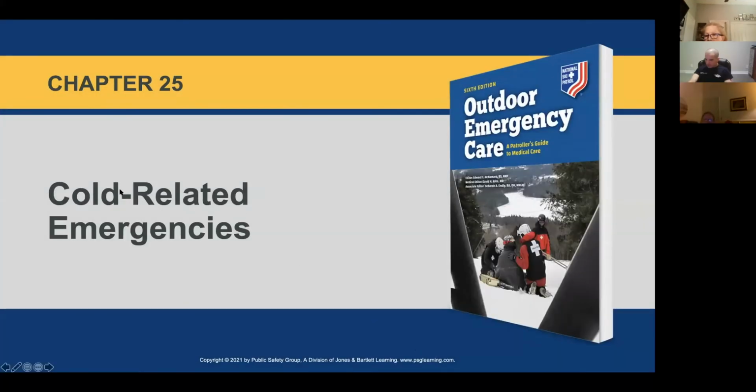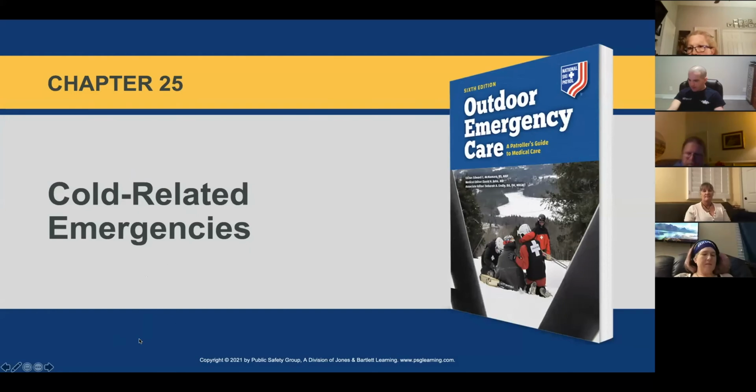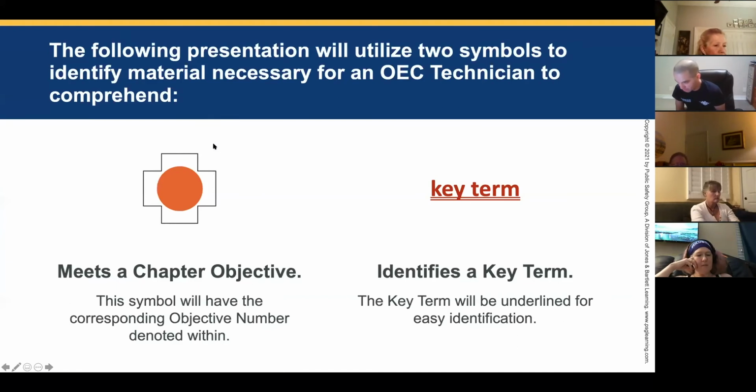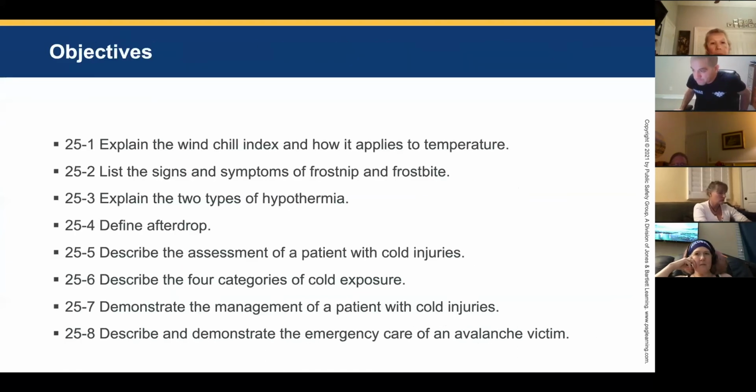So chapter 26, Patty talked about heat-related emergencies. Chapter 25, we're going to be talking about the opposite of heat-related. Does anybody know what the opposite of heat is? It's cold. Cold, absolutely. So we're going to talk about cold-related emergencies. This is where somebody's body temperature becomes too low or their body parts freeze.